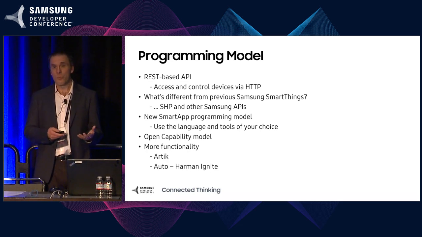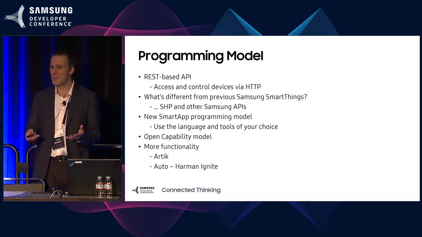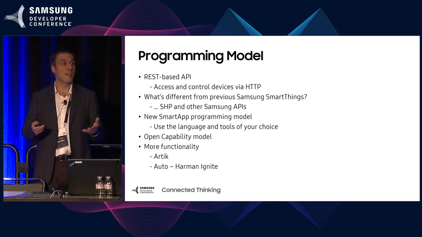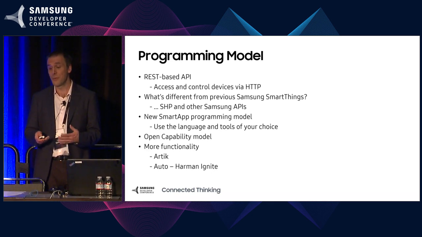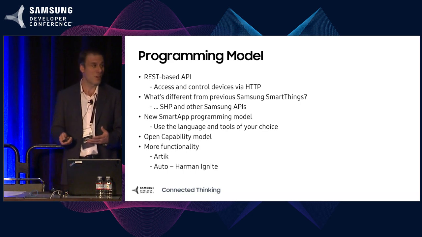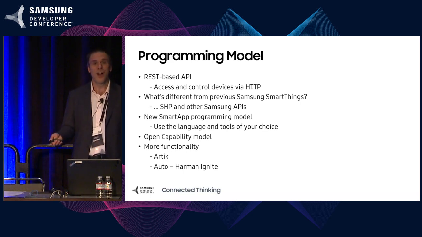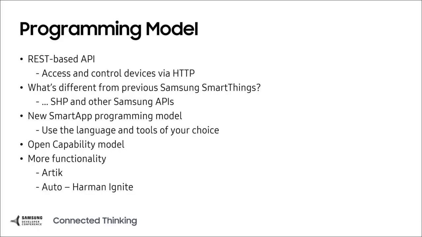Beyond that, we've opened up the capability model. Previously in SmartThings, you had to contact us if you wanted to introduce a new capability. And we've brought in a lot more functionality. So we've brought in enterprise functionality from Arctic. We've brought in some other domains. All of this gives you a lot more primitives to work from as a developer. And you can do all this with the tools that you're used to.